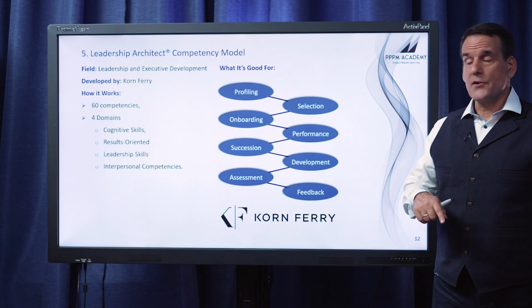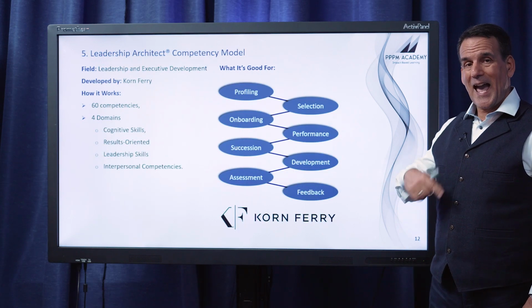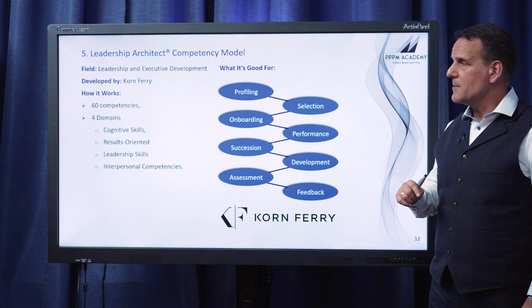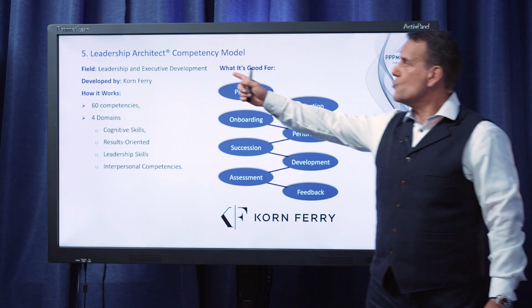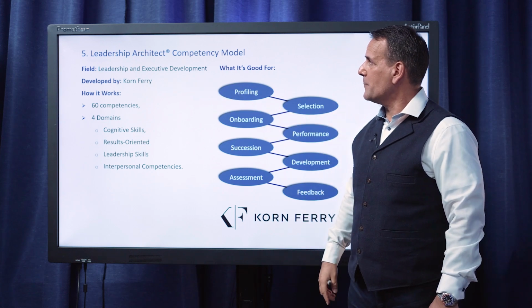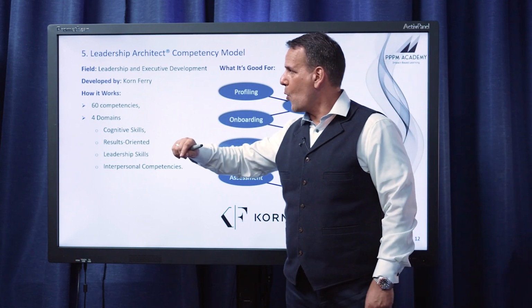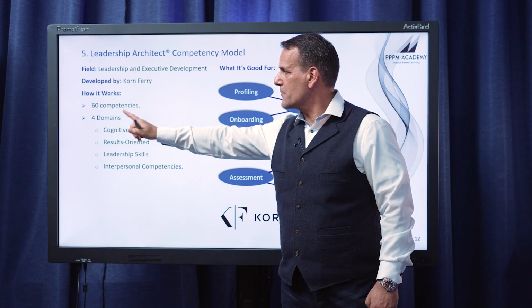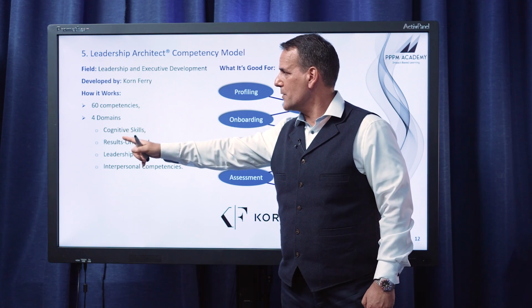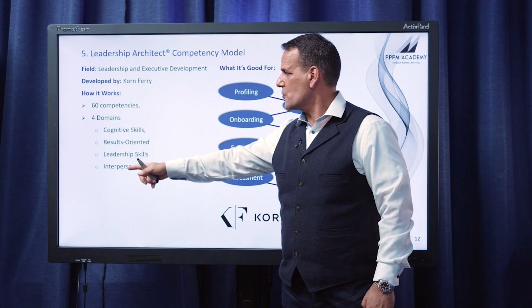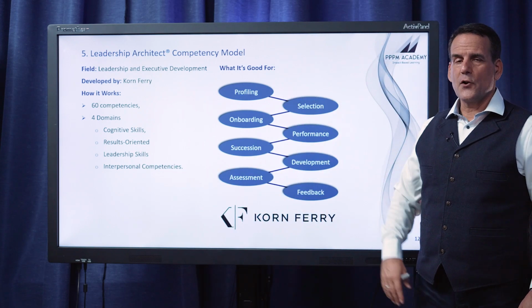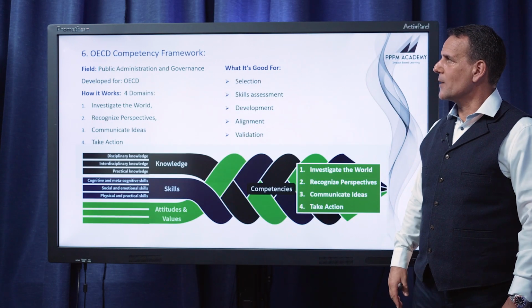There's a second model that's used by Korn Ferry, which is an add-on a little bit higher up, called the Leadership Architect Competency Model. It's used for leadership and executive development, once again developed by Korn Ferry. Here they focus on 60 competencies for leaders, 4 domains: cognitive skills, results-oriented, leadership skills, and interpersonal competency. Once again, if you're interested in that, that's something to do some research on.